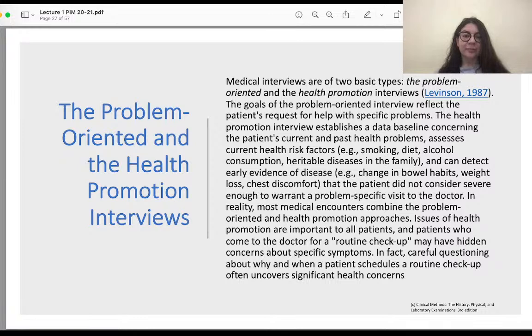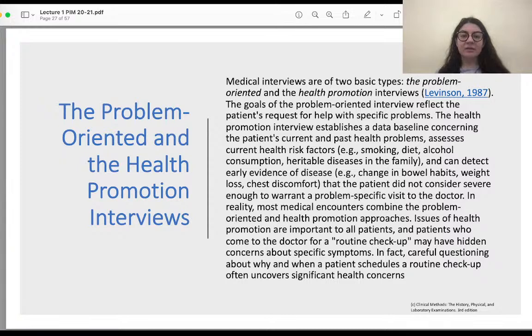In the medical interview, there are two basic types: the problem-oriented and health promotion interviews. The goals of the problem-oriented interview reflect the patient's request for help and specific problems. The health promotion interview establishes a data baseline concerning the patient's current and past health problems.